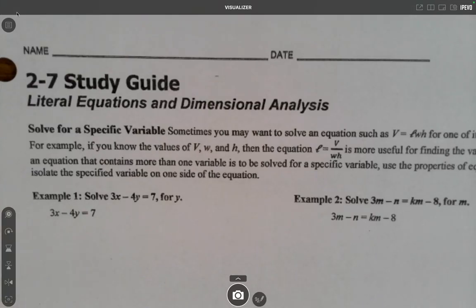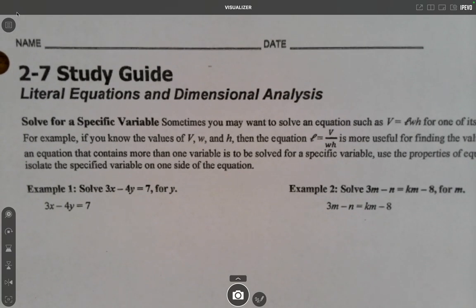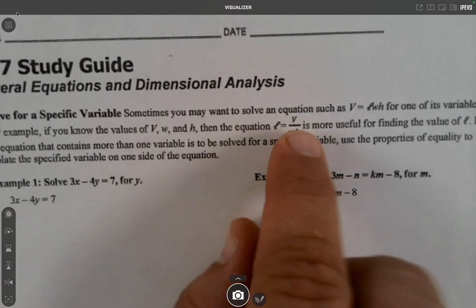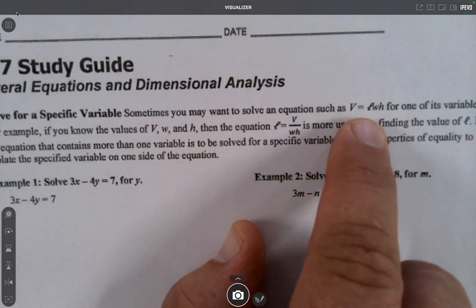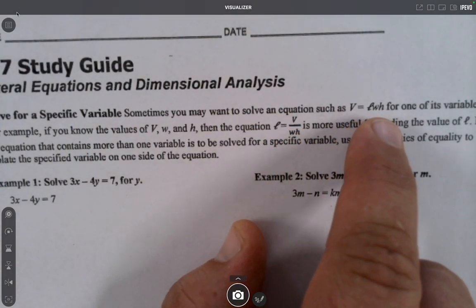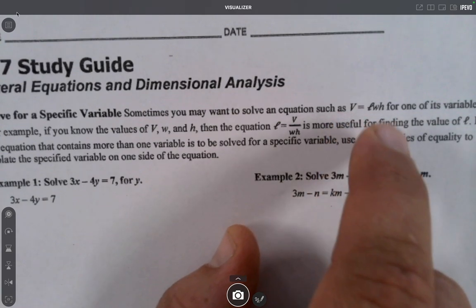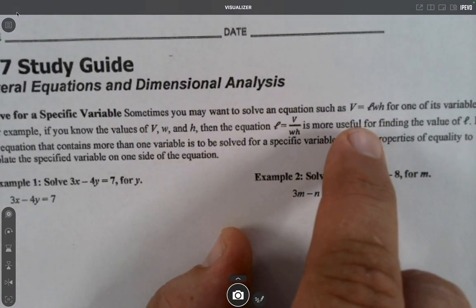Section, we're going to talk about something called literal equations. So I think this opening actually helps explain why we might want to do it. The volume of a rectangular box is this equation: length times width times height. But there may be times where you're given problems where it's not. Let me back up. Sorry.